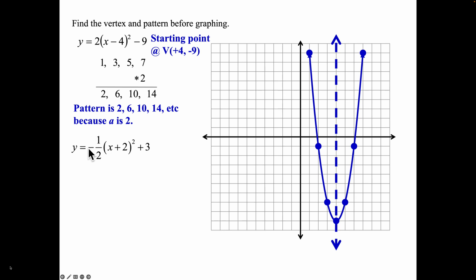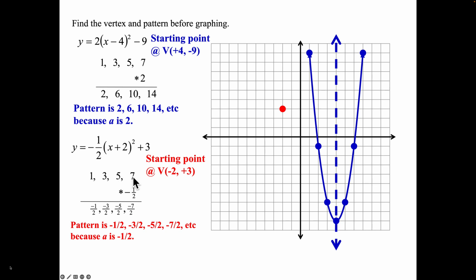Y equals -1/2, x plus 2 squared plus 3. Find the x, change the sign. -2, keep the +3. To the left, up 3, plot a point. Well, now my A is -1/2. I multiply that to 1, 3, 5, 7. -1/2, -3 halves, -5 halves, -7 halves.